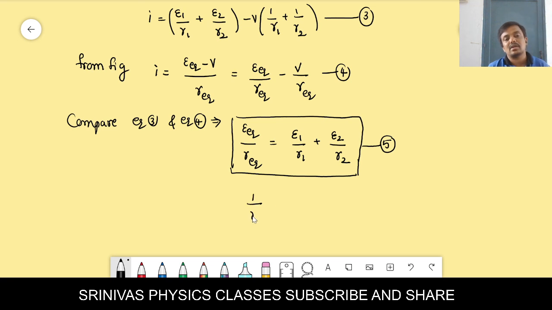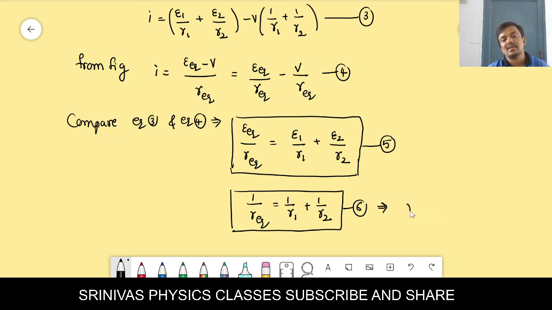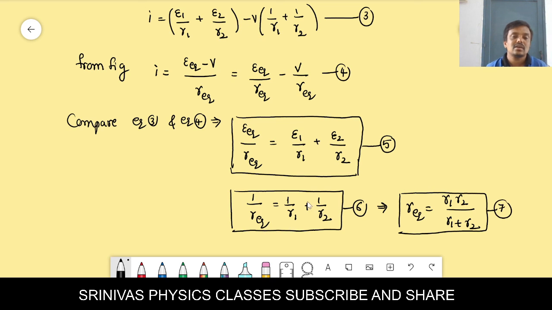Then 1 by R equivalent we can write as 1 by R1 plus 1 by R2. This is equation 6. If you simplify this one, we will get the R equivalent formula as R1 R2 by R1 plus R2. This is exactly similar to the parallel combination of resistors. In a parallel combination of resistors, this formula only is there, that formula only here. Right?